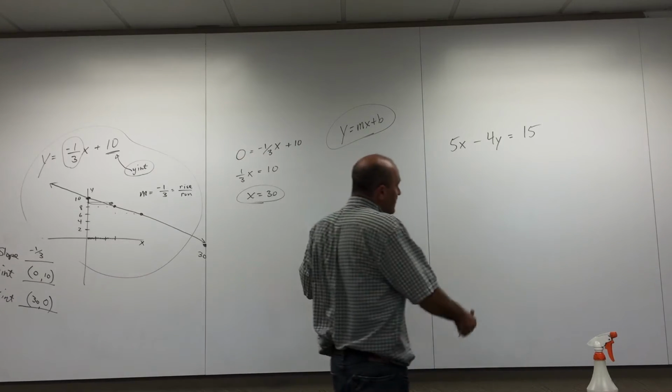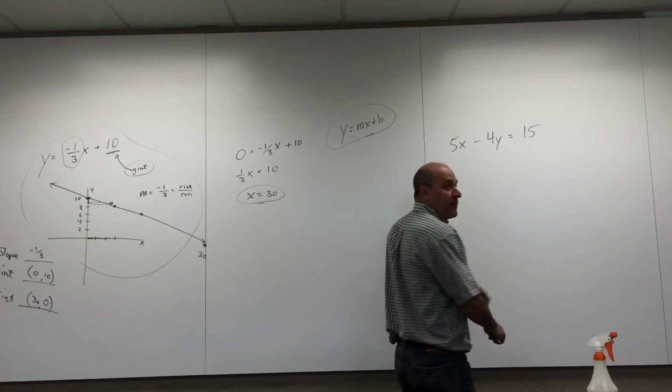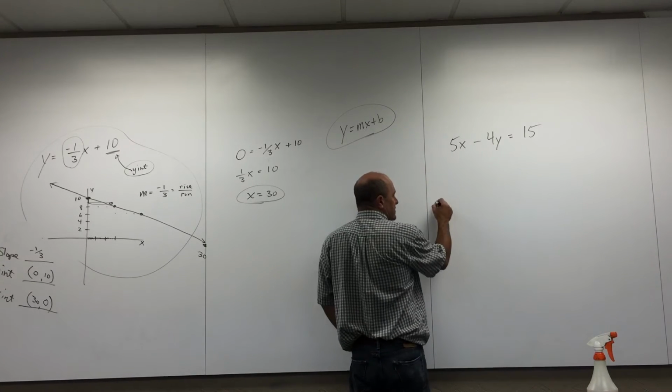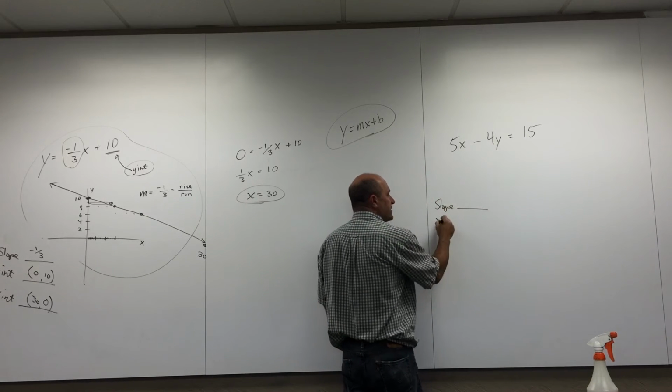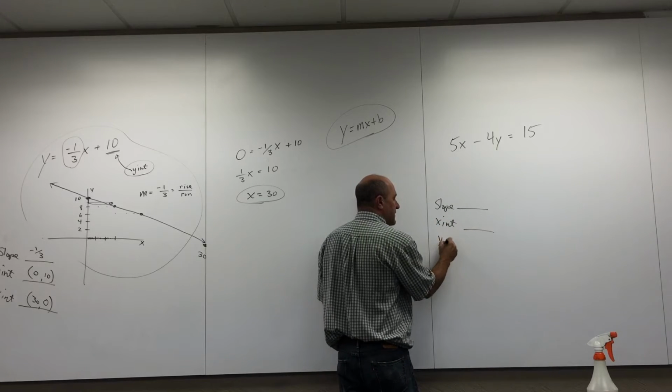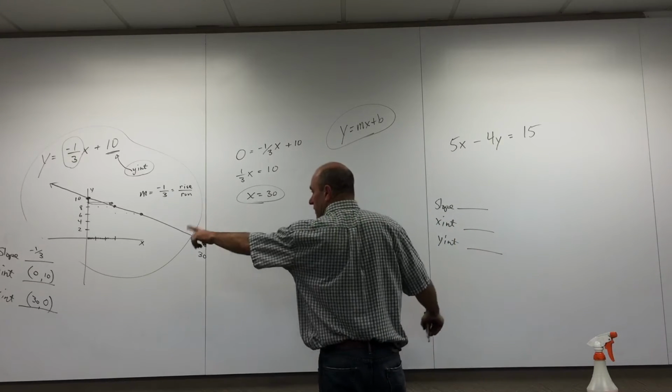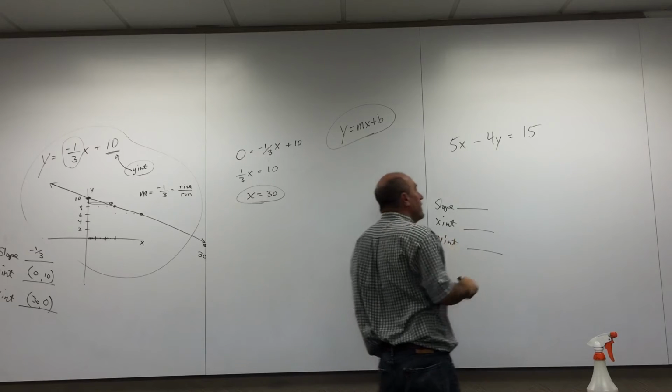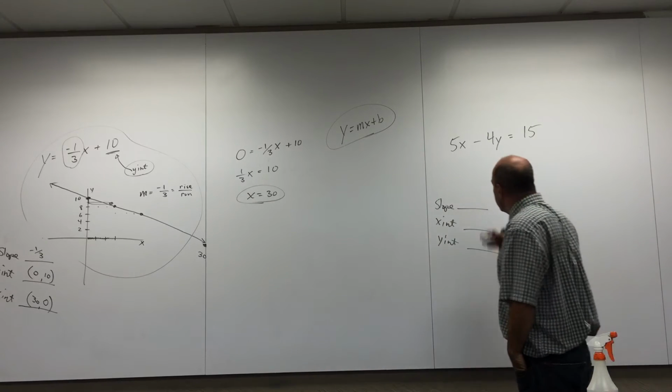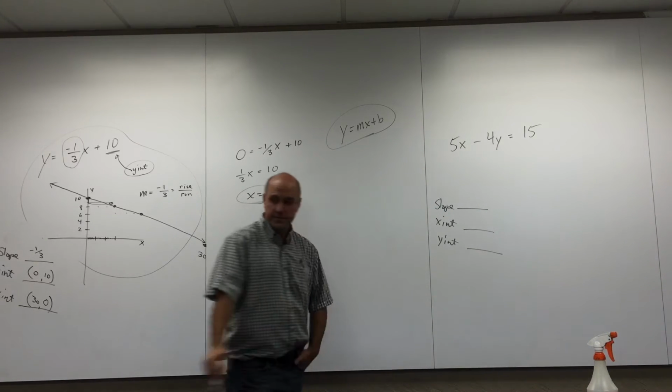But watch this. So this time I want to ask you the same thing. I would like a graph, and I would like the slope, and I would like the x-intercept, and I would like the y-intercept. I guess I did it in a different order here. Watch out for that. But I want a graph. So what would you guys do? What would you do?